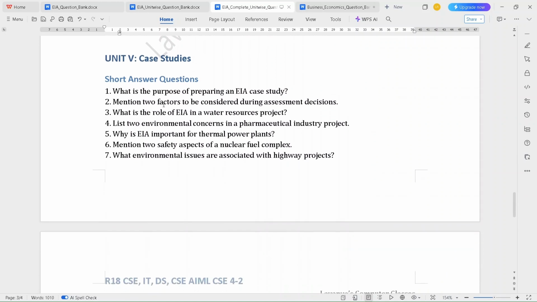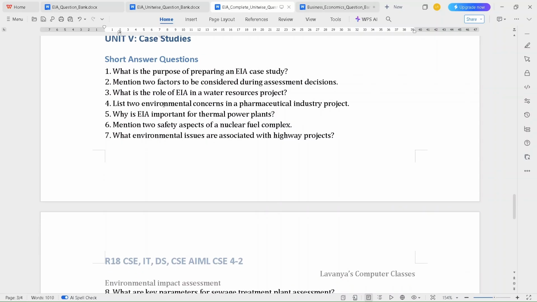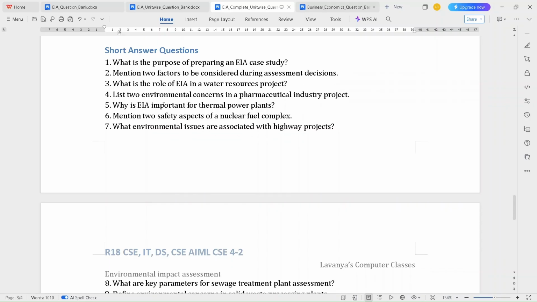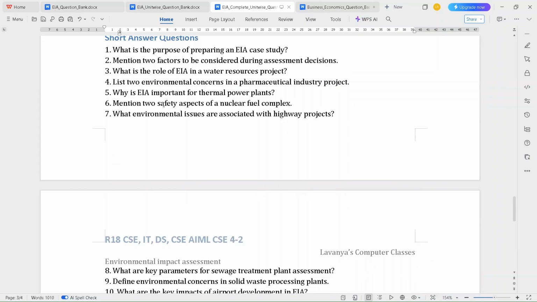The Unit 5 is totally case studies. The short answer questions are: what is the purpose of preparing an EIA case study? Mention two factors to be considered during assessment decisions. What is the role of EIA in a water resources project? List two environmental concerns in a pharmaceutical industry project.